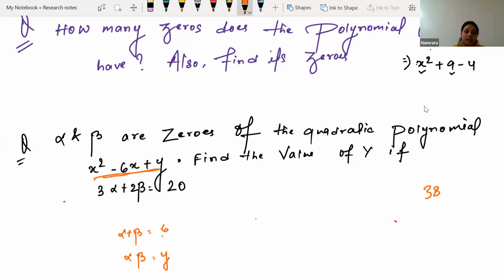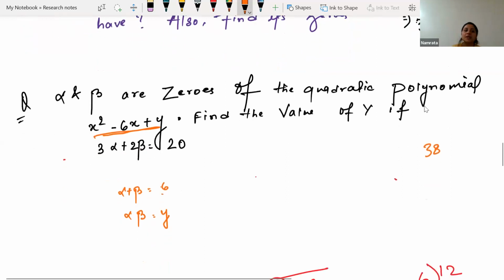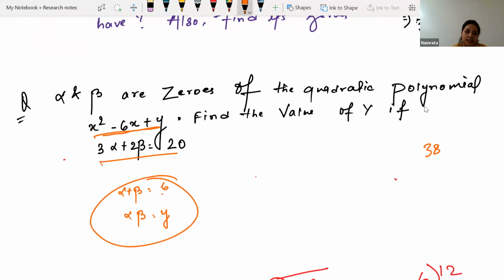Find the value of y if 3 alpha plus 2 beta is 20. So you have also learned the method of substitution, and the method of elimination is also known to you. So maybe by applying the method of substitution, by using these two relations and this relation, we will be able to find the value of y. Maybe. Let's see.